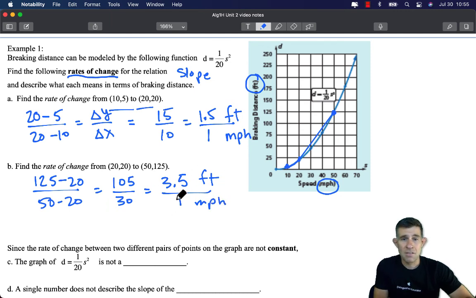So you can see here that this 3.5 is different than the 1.5. We have increased our rate of change, or our slope, between these 2 points. And that's the truth about parabolas. It does not have a constant rate of change or a constant slope. It actually has an increasing slope as you go further along that parabola. So we say, since the slope, or the rate of change, between two different pairs of points on the graph are not constant, then the graph of d equals 1 over 20 s squared is not a line. Well, we know this. We know it's a parabola. And therefore, a single number does not describe the slope of this function.